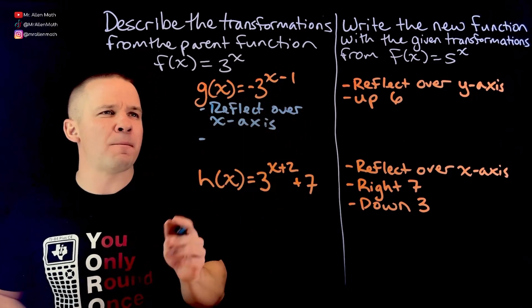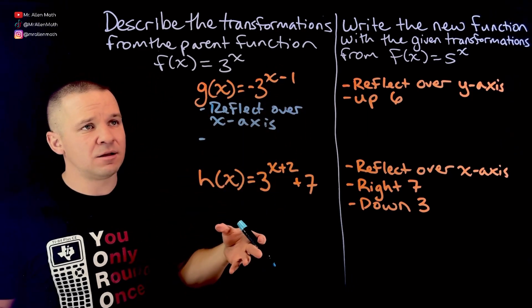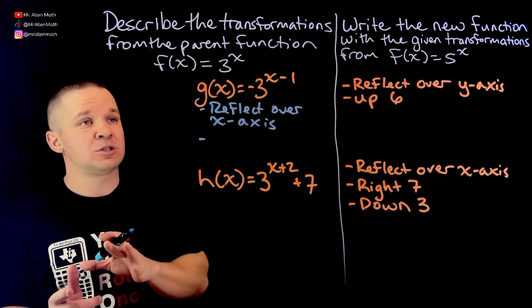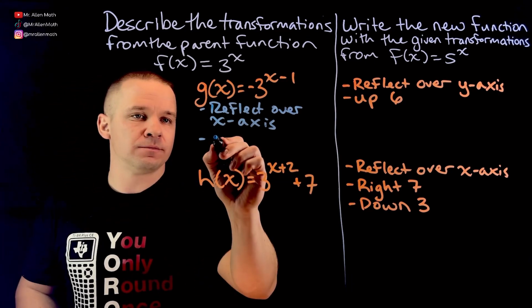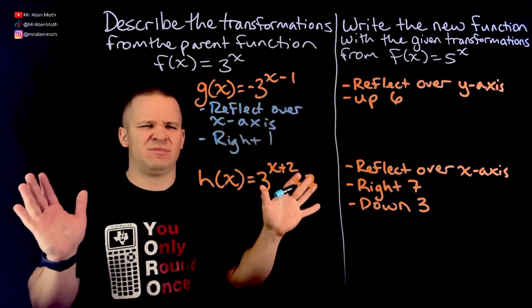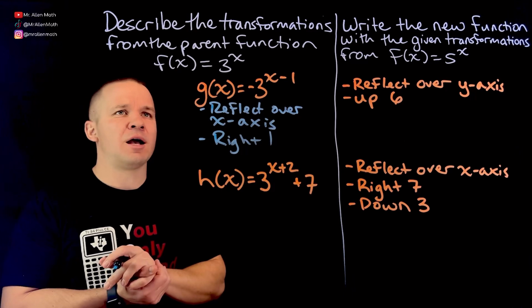And then the next one there, the minus 1. That's on the inside. When we add and subtract, that's left-right movement. We got to think opposite, so we're going to the right one. Done. First one's over. Easy. Piece of cake.